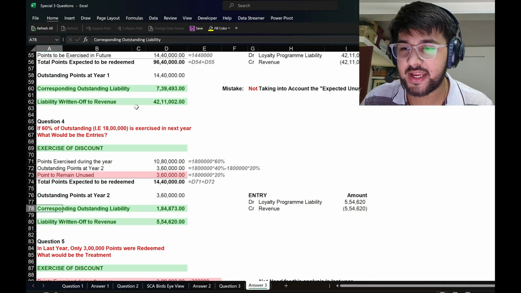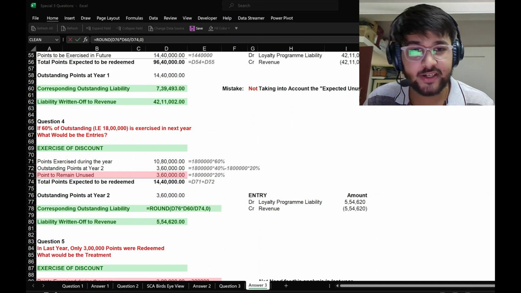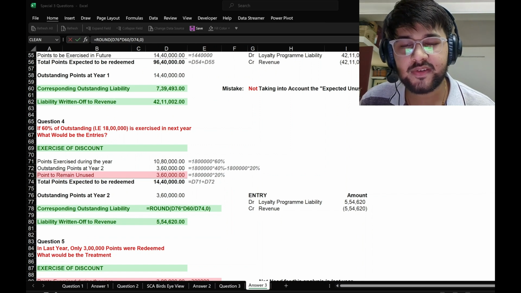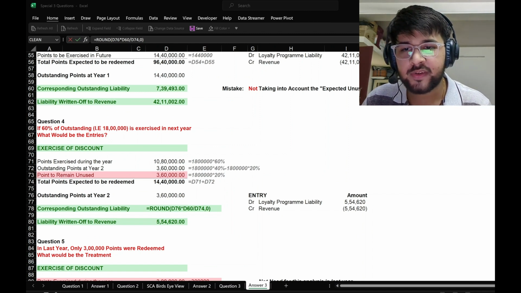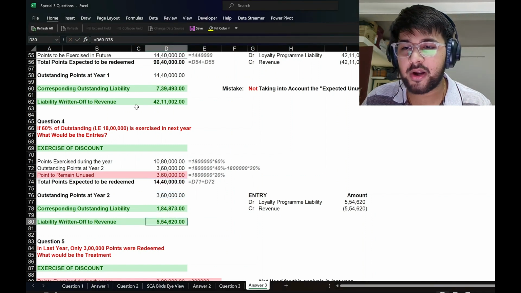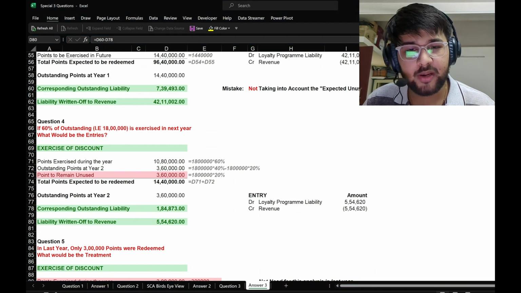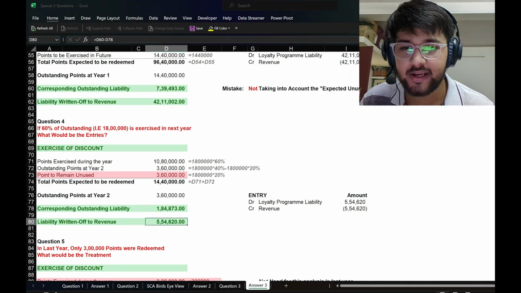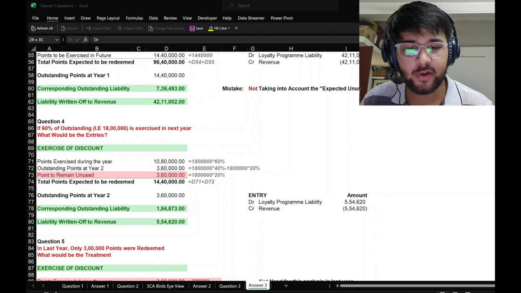Okay. So same formula, that is the corresponding outstanding liability would be 3.6 lakh. That is the outstanding points at the year end 2, times whatever your previous liability was, 7.39 lakhs divided by 14.4 lakhs, the proportional liability of the points. And lastly, the liability to be written off is the difference between the two, or just 10.8 lakhs divided by 14.4 lakhs times the previous liability 7.39 lakhs. And you would be doing this entry similarly, debiting loyalty program liability and recognizing the revenue for 10.8 lakh points redeemed.